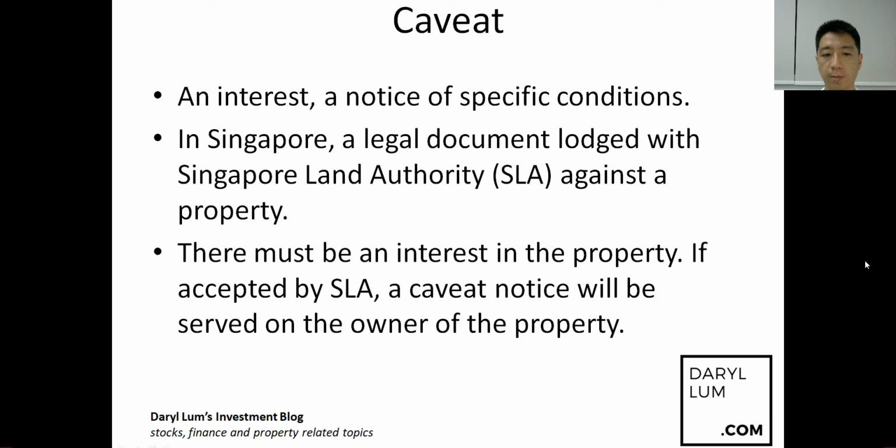There must be an interest in the property, and when the buyer lodges the caveat, the caveat has to be accepted by SLA. Once the application is accepted by SLA, the caveat notice will be served on the owner of the property. So you receive a letter from SLA saying that there's a caveat placed on your property.